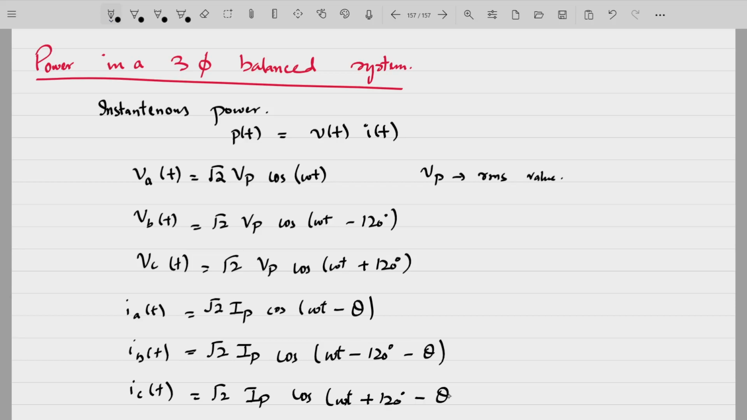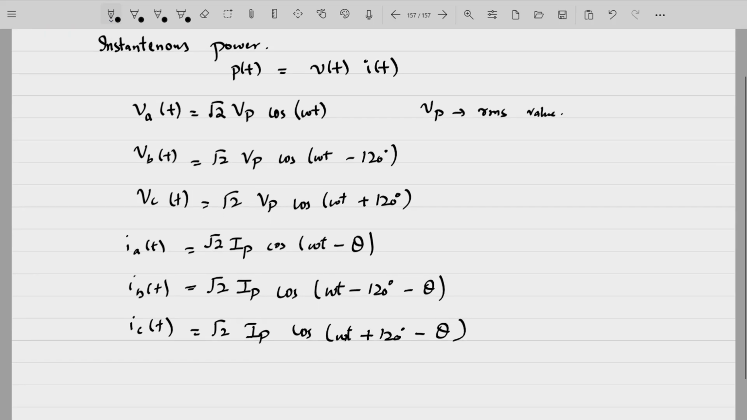So in each phase, Va and Ia will have a phase difference of theta, Vb and Ib will have a phase difference of theta, and Vc and Ic will have a phase difference of theta. We are assuming that Ia, Ib and Ic are lagging behind in all of these three. So we have defined the three-phase voltages and the three-phase currents in their sinusoidal representation, and we want to find out the instantaneous power.